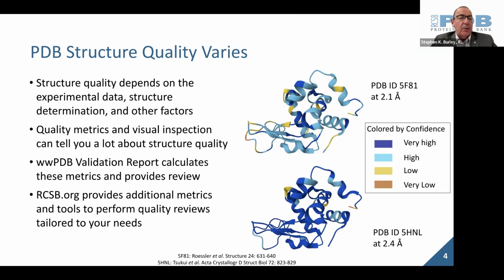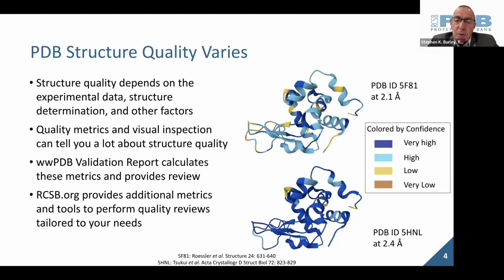And as I was saying earlier, the rcsb.org web portal does provide additional metrics and tools with which to perform quality reviews that may be more tailored to your needs. And to emphasize the importance of understanding structure quality, on the right-hand side of this slide, we're depicting 2 experimentally determined structures of hen egg white lysozyme, the very first enzyme for which a 3D structure became available. These 2 structures were obtained at comparable resolution limits, 2.1 and 2.4 angstroms respectively, using macromolecular crystallography.